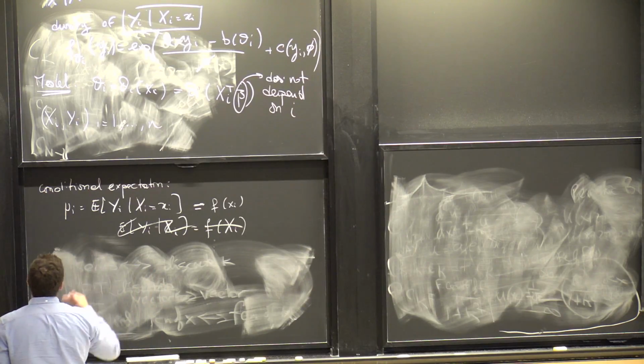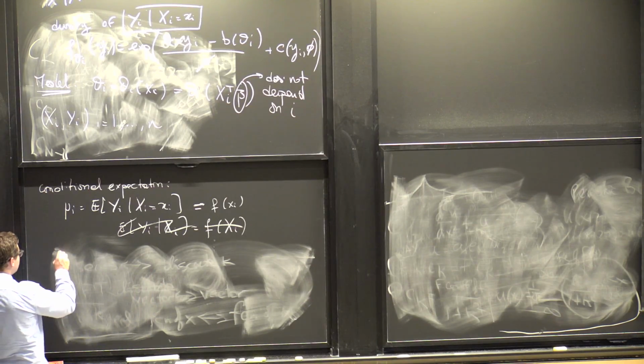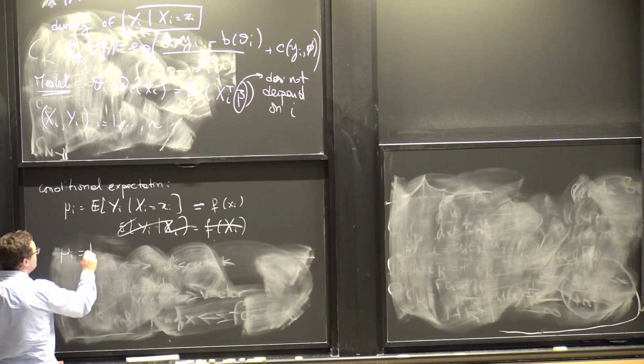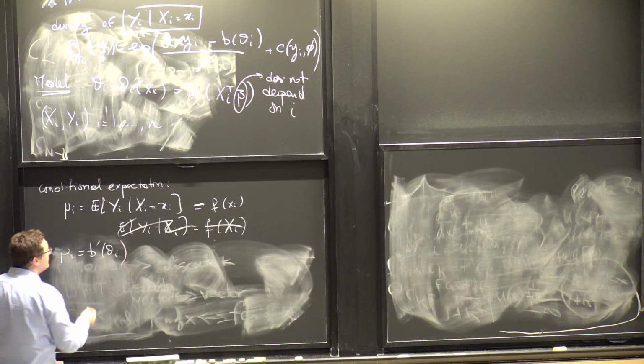But I know that since I'm in a canonical exponential family, then I know that mu i is actually b prime of theta i.